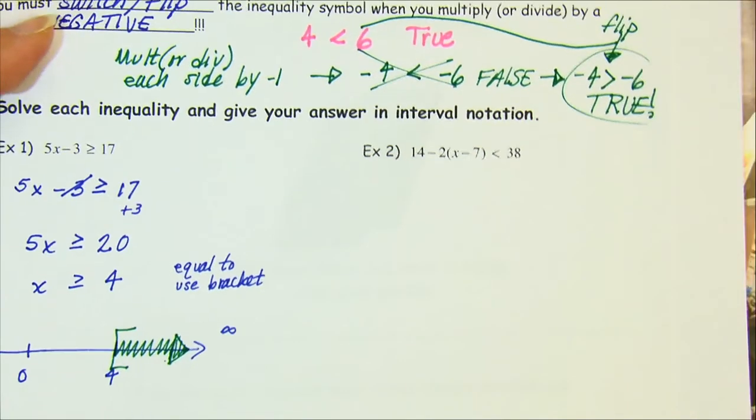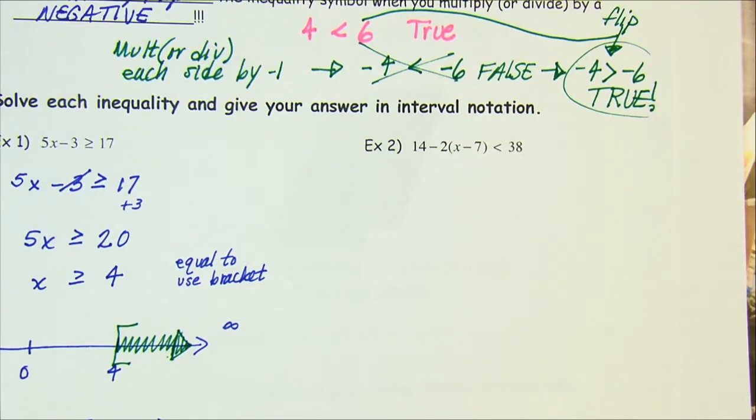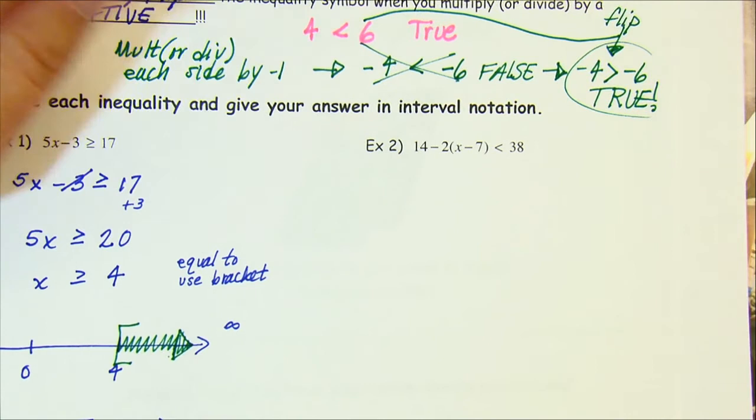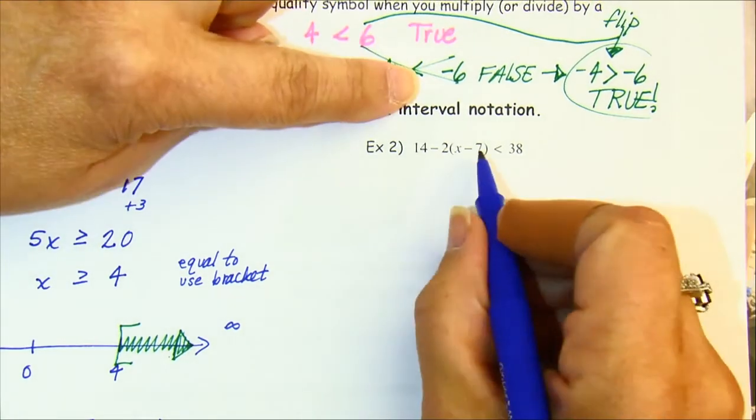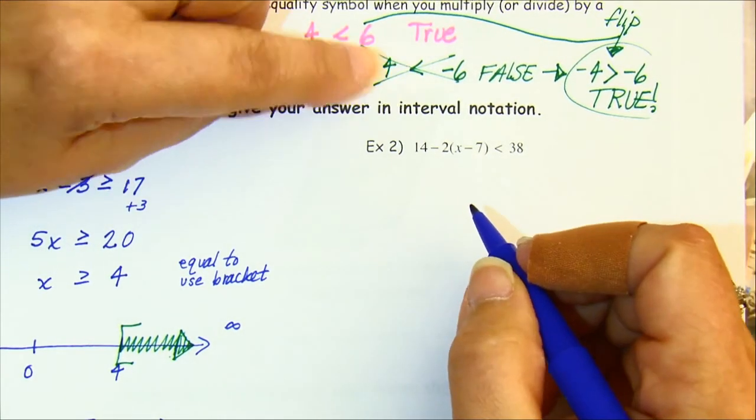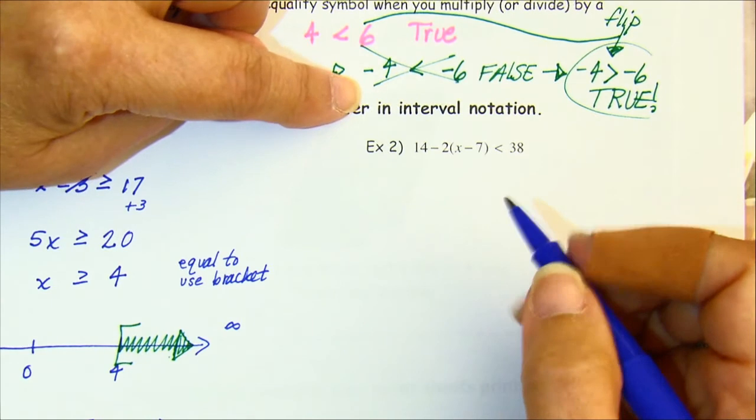All right. Example 2. 14 subtract 2 times the quantity x minus 7. When is that less than 38? What values of x would make that less than 38? Well, I've got some algebraic manipulation to do. I've got to solve for x. x is tied up in this grouping here. So I'm going to just treat this like it's an equation.